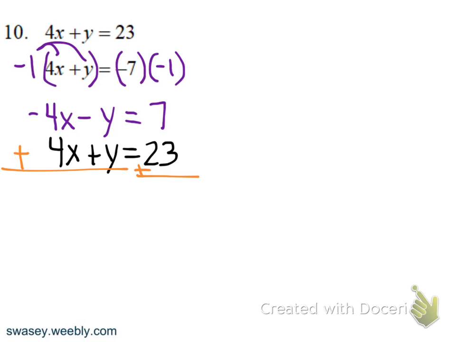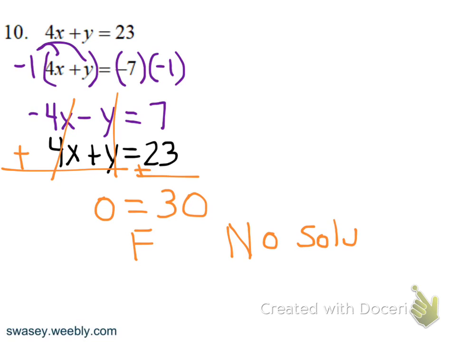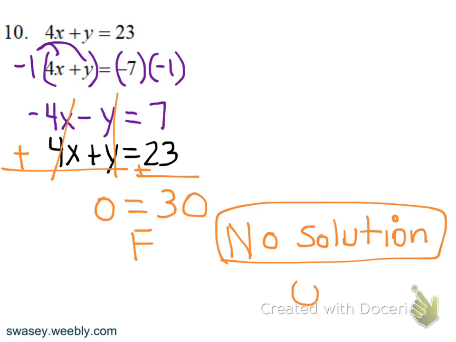Negative 4x plus positive 4x is 0, it's eliminated. Negative 1y plus positive 1y is 0, it's eliminated. Everything on the left side is eliminated, so write down the 0. 7 plus 23 is 30. 0 equal to 30 is false, so we'll write no solution. Or you can write the empty set. So either the words no solution, or you can write that symbol.